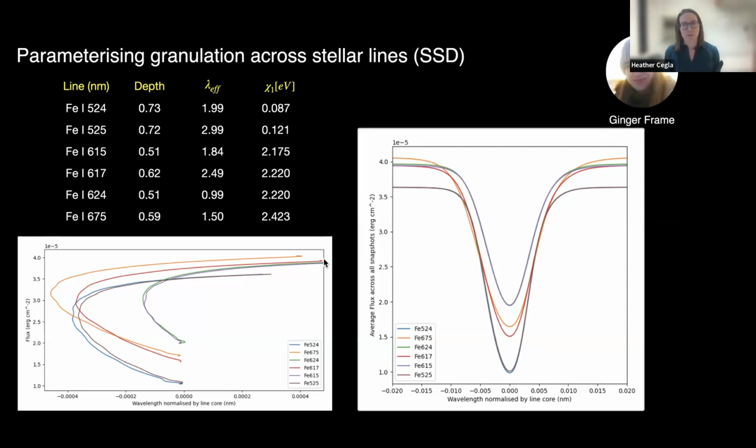And now what Ginger is doing is specifically starting with small scale dynamo cubes and then looking to see, okay, does this parameterization that we saw in our proof of concept work, does it translate to other lines? And if not, why not? And if so, what is the best way to use this for when we are going to expand to thousands of lines?